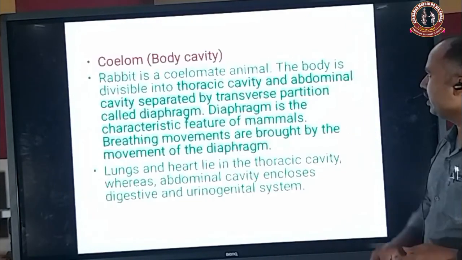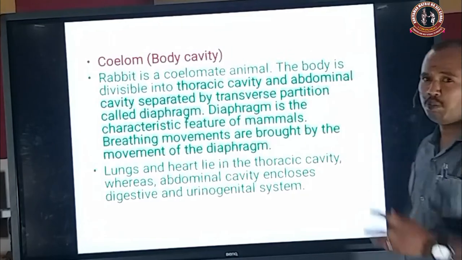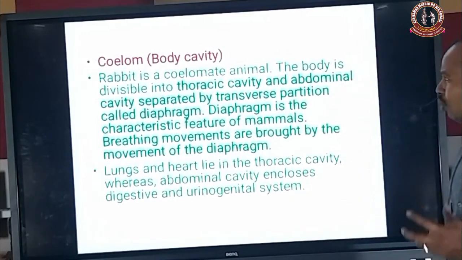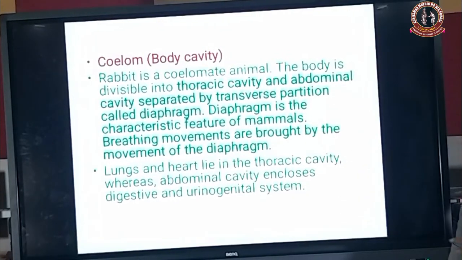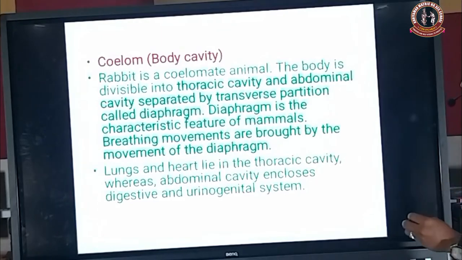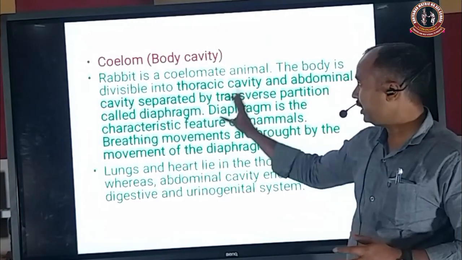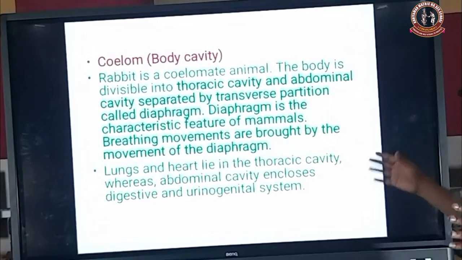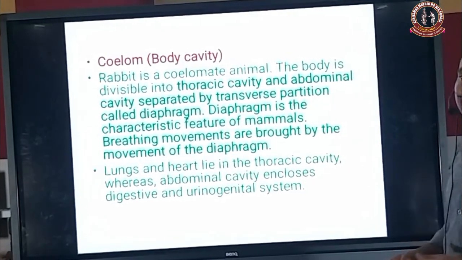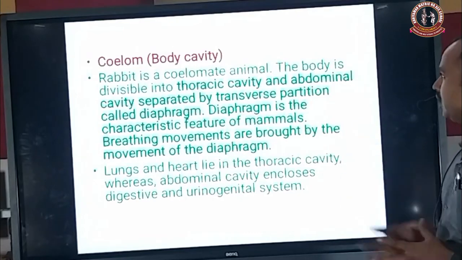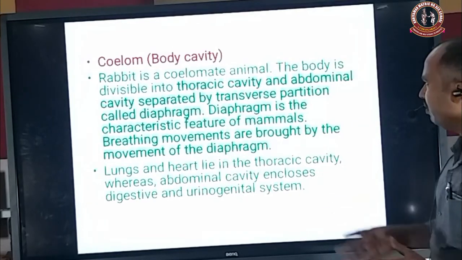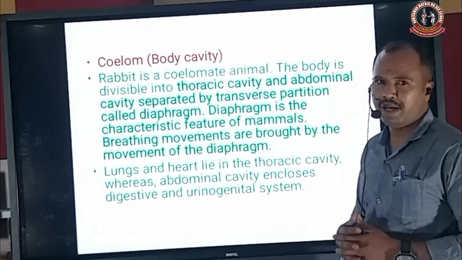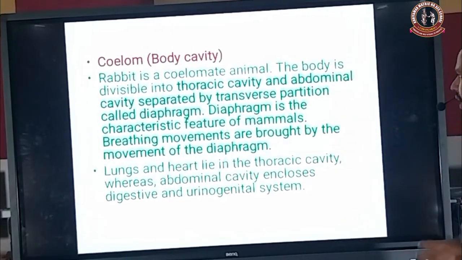Next is the coelom, or body cavity. What is meant by coelom or body cavity? The coelom is a very important character of the vertebrates. The rabbit is a coelomate animal. The body is divisible into the thoracic cavity and the abdominal cavity, separated by the transverse partition called the diaphragm. The diaphragm is a characteristic feature of mammals.